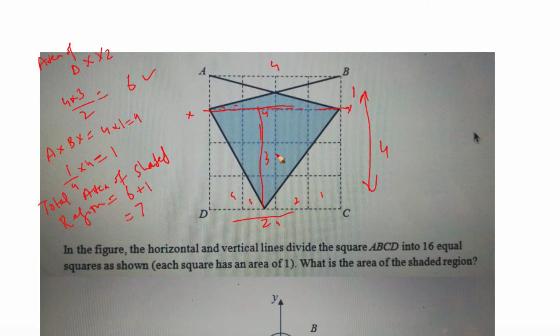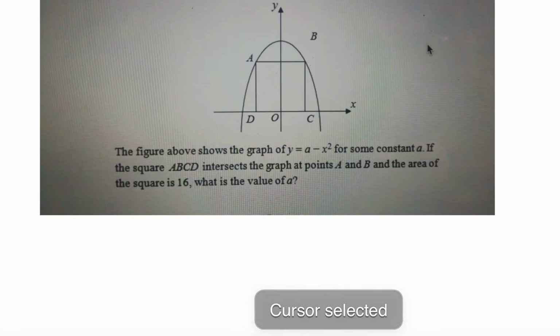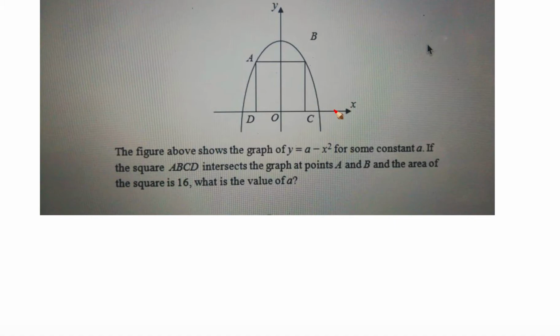Okay, so again, you know the basics of geometry, you know all the rules, so there is no point to get stuck at any moment. If you know the basics, you just have to use the information and move forward. Now let's do this question as well.